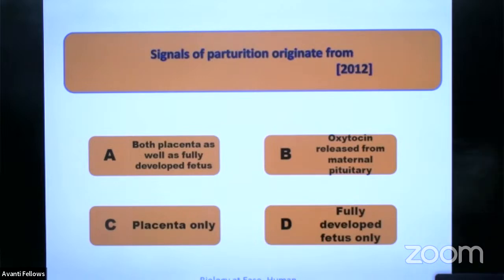Then question number 37. Signals of parturition originate, after completing the growth of the fetus in the womb, from where? Both from the placenta as well as the fully developed fetus, only from the placenta, or only from the fully developed fetus? No, oxytocin does not come into the picture here. And the correct option is option A. The placenta and the fully developed fetus can give the signal for parturition. So the correct option is option A.